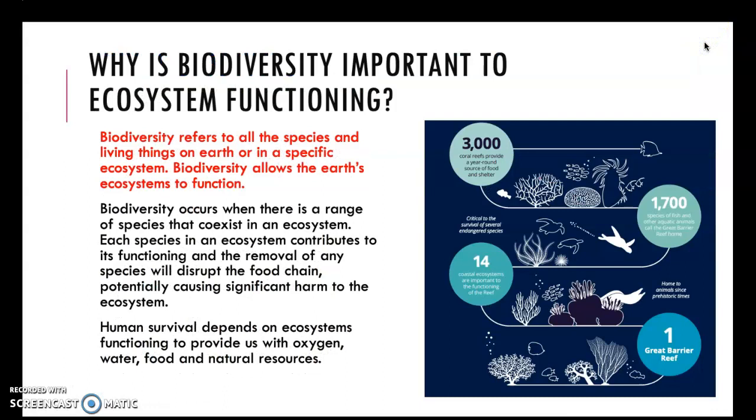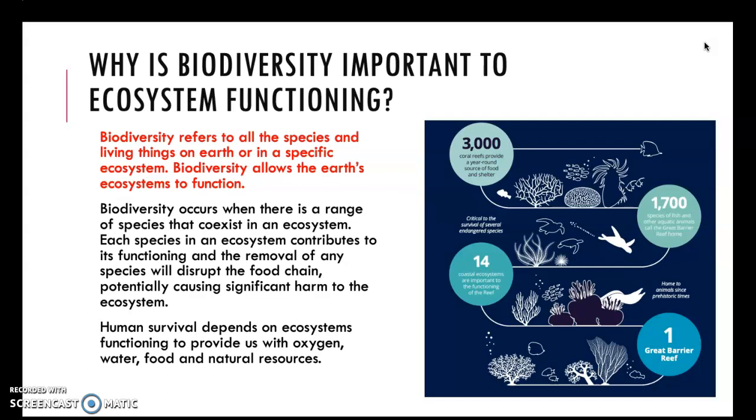The third point we're going to look at today is why biodiversity is important to ecosystem functioning. And biodiversity just refers to all the species of living things on Earth or in a specific ecosystem. We need biodiversity in order for the Earth to function. Biodiversity really just means that lots of different species coexist within an ecosystem to create that overall ecosystem.